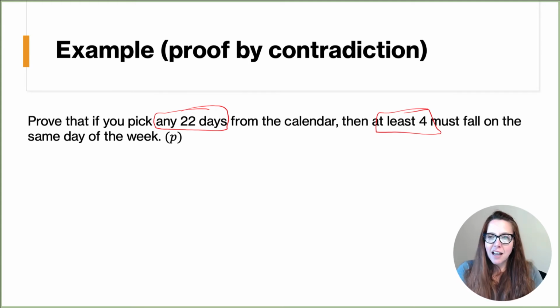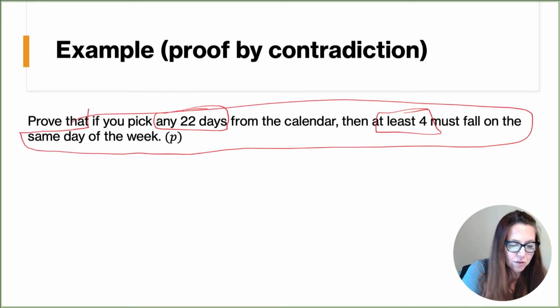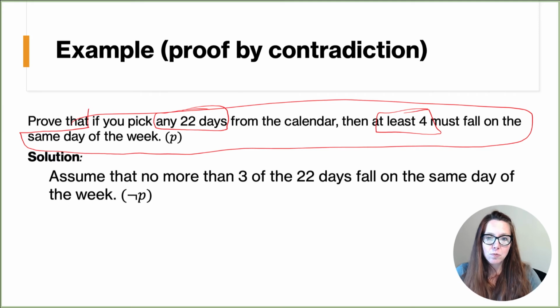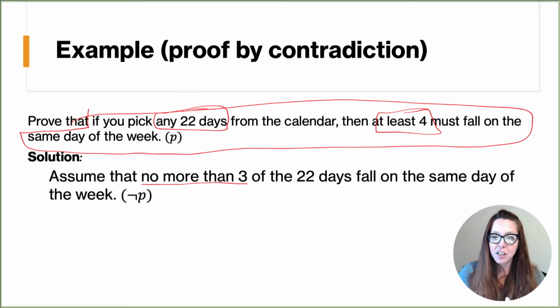So what does not P look like then? Well, not P is assuming that this isn't true. So we want to assume that it's not true that if you pick any 22 days from the calendar, then at least 4 must fall on the same day of the week. So instead, we can assume that no more than 3, so less than 4 days of the 22 days fall on the same day of the week. That's our not P.